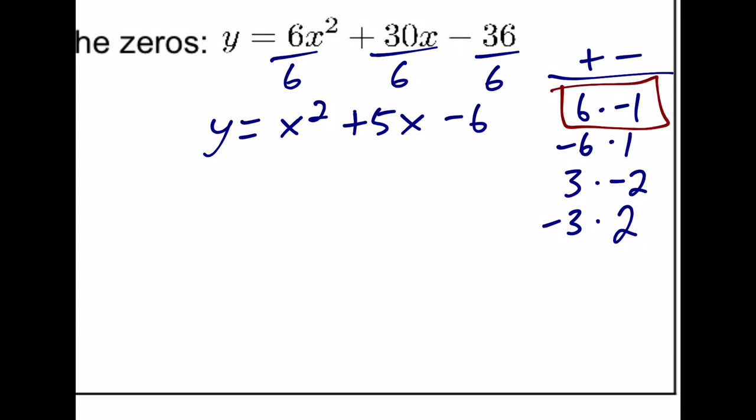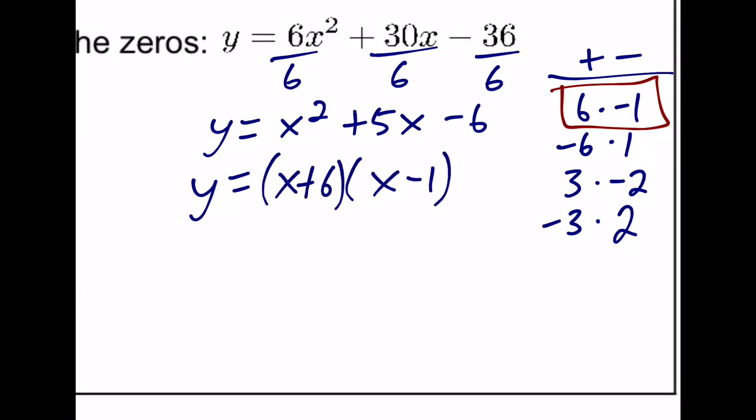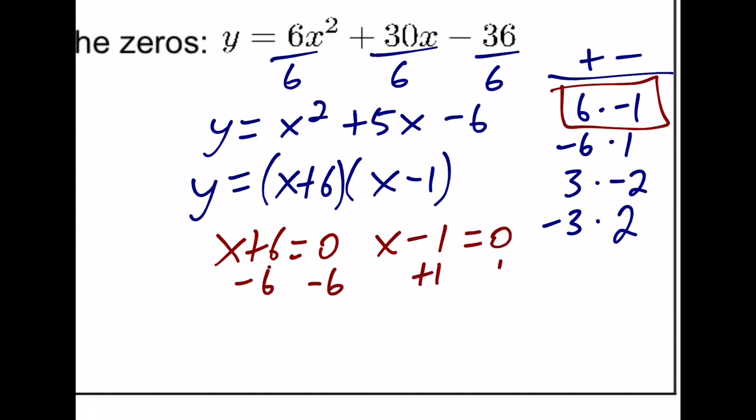So to convert this into intercept form, I write it like this: y is equal to x plus 6 times x minus 1. If I want to find my zeros, I set each set of parentheses equal to 0. X plus 6 equals 0. X minus 1 is equal to 0. And I solve these separately. I'm left with x is equal to negative 6, or x is equal to 1. Those are my zeros.